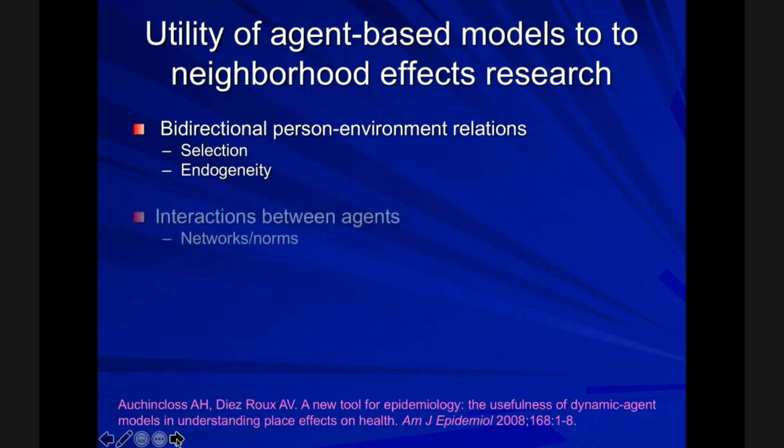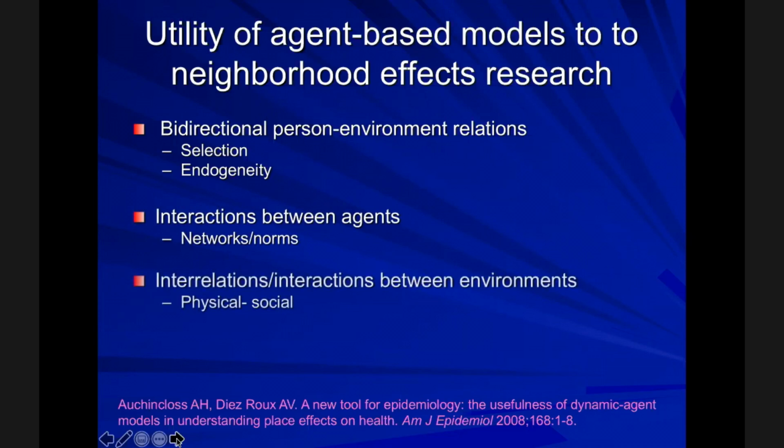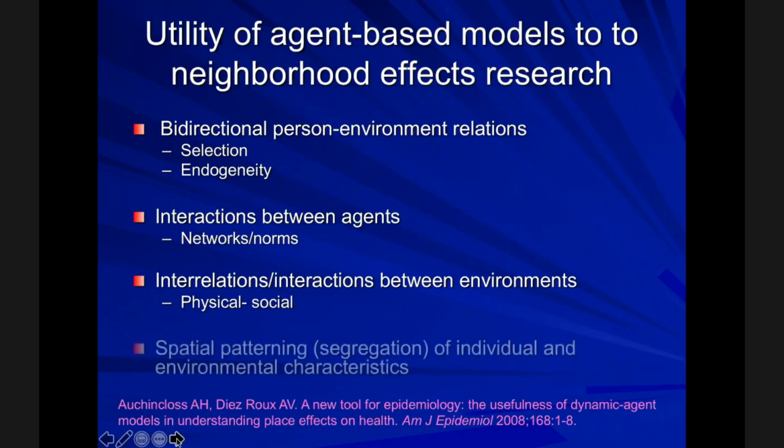Also, of course, there are interactions between people, networks, norms, as we heard earlier today. Physical and social environments affect each other. So although we try to isolate them in our traditional regression analyses, they're really mutually influencing each other. The presence of a park may affect safety. Safety may affect the way the physical environment evolves, for example. And there's also strong segregation of both individual and environmental characteristics. So for all these reasons, these kinds of questions are particularly suited to systemic approaches.